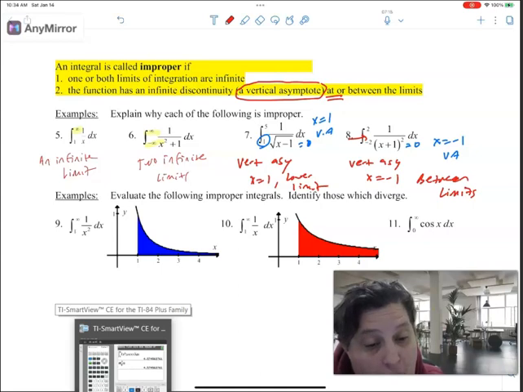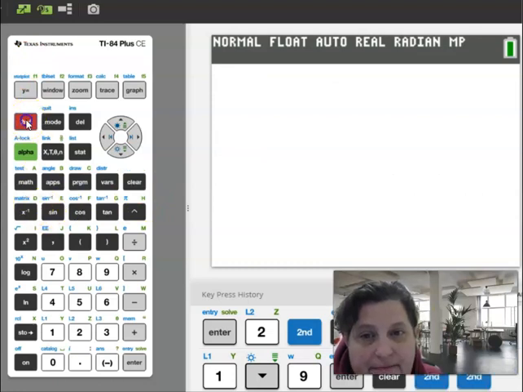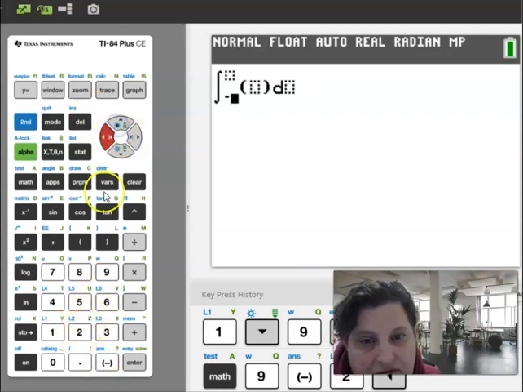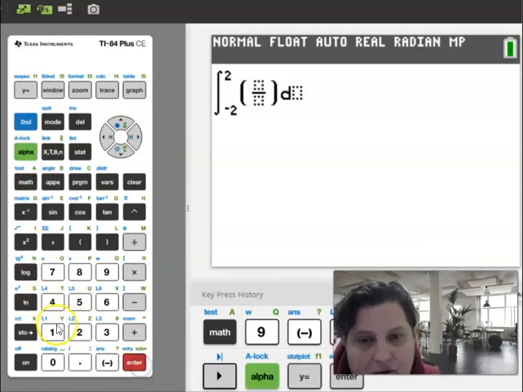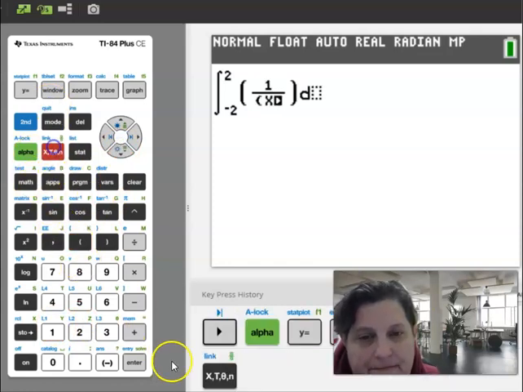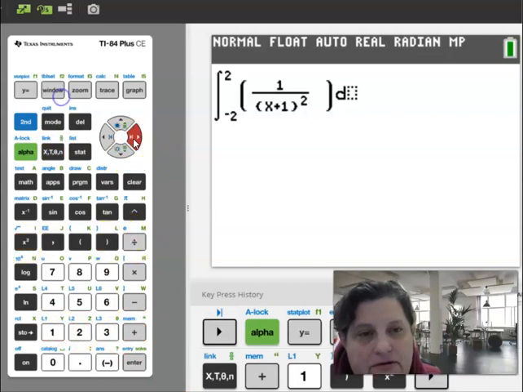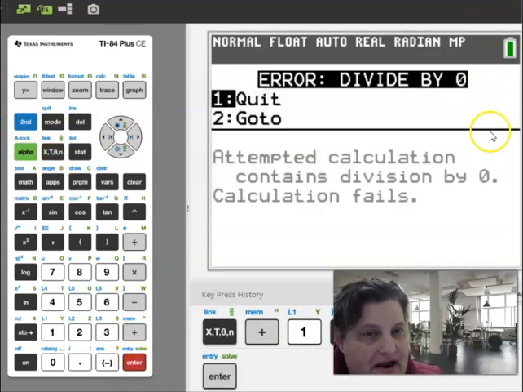it should hopefully not give me an answer. So like number 8, for example, let's say I'm going to type this into my calculator, okay? I go math 9, and I go from -2 to 2. Hopefully it won't work because it's not supposed to. So -2 to 2 of the fraction 1 over (x plus 1) squared dx. Okay? And it gives me an error.